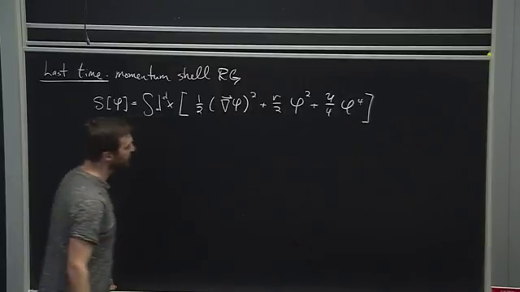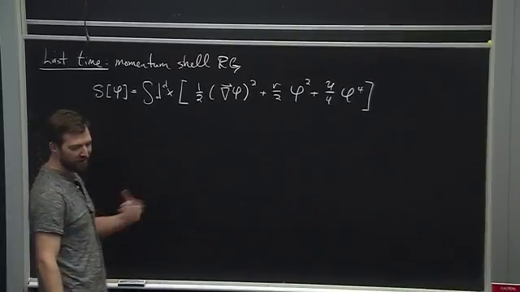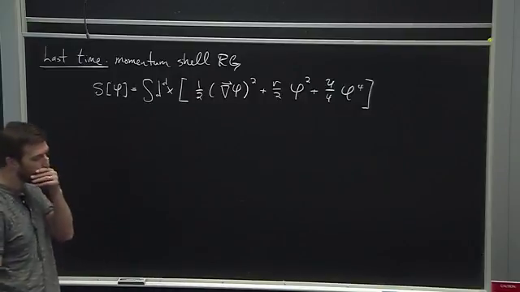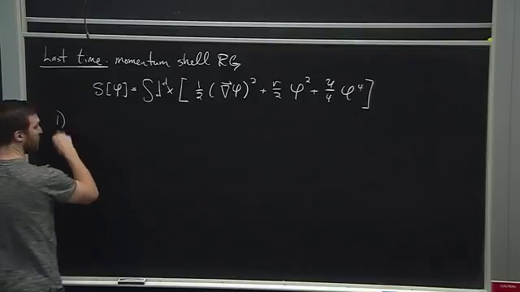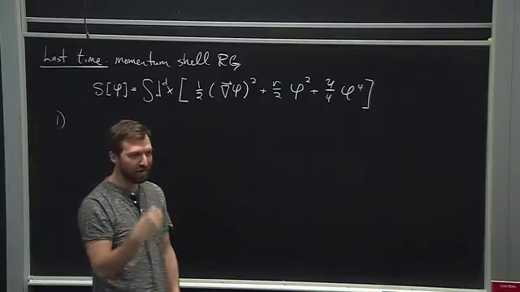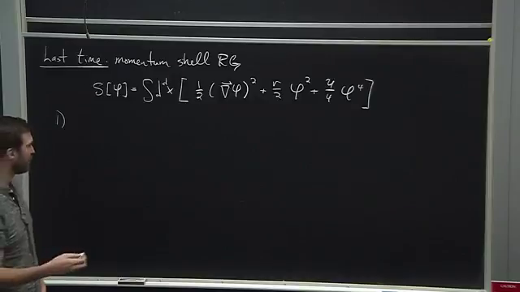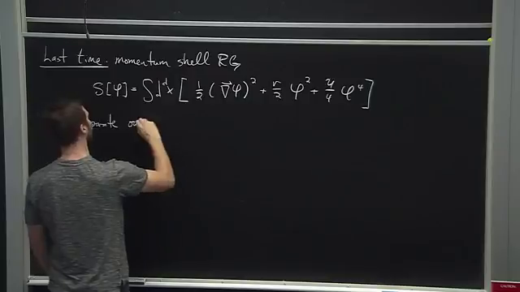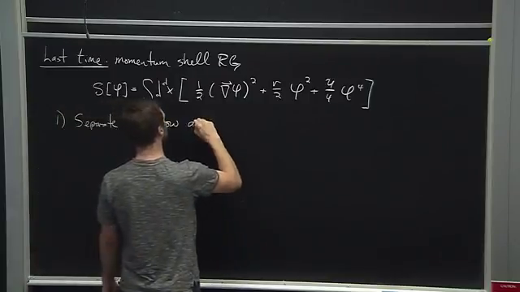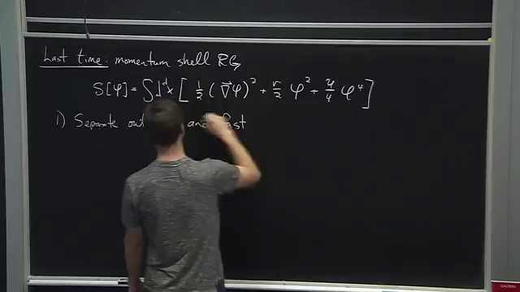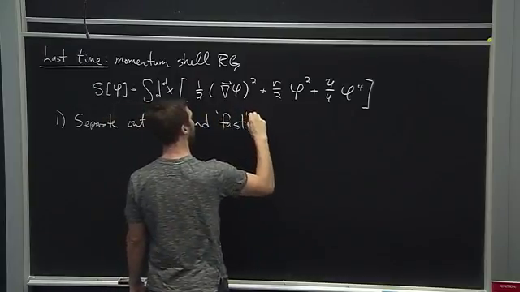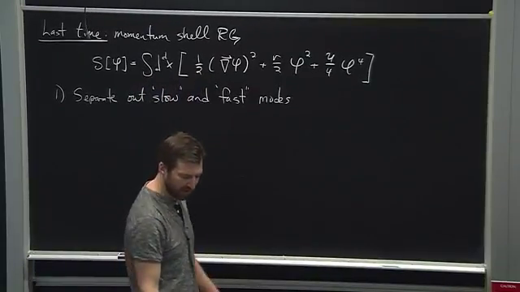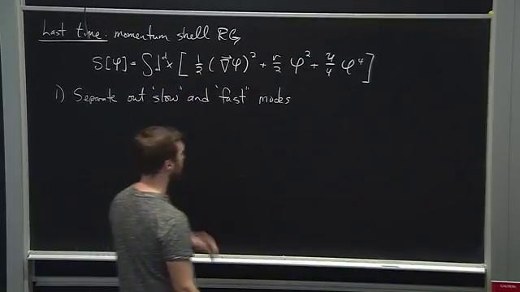So before I get back into it, let's just reiterate the logic behind this. So we're separating out slow and fast modes, is what I'm calling them. Slow and fast is just a name. I'm not even sure that we didn't make it up.